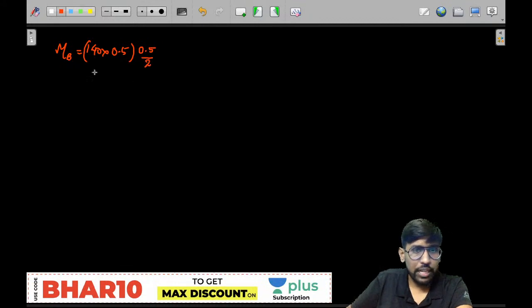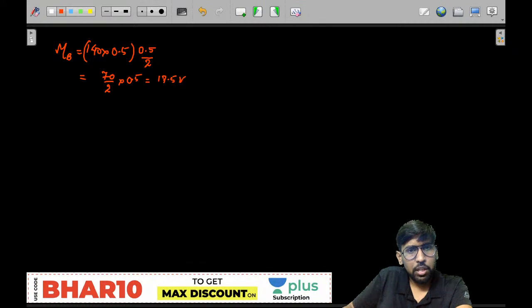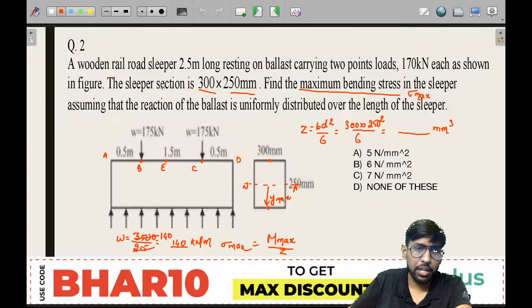So this value will be what? 70 by 2 into 0.5. So that is how much? 35 by 2, that is nothing but 17.5 kilonewton meter. And the same bending moment you are going to observe at D also because of symmetry. Now I want to find it at the center, because at the center it can be maximum.